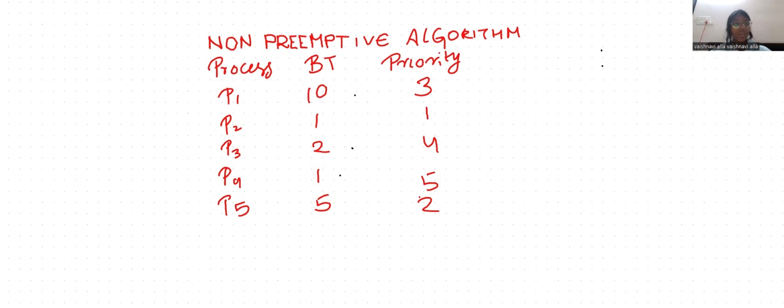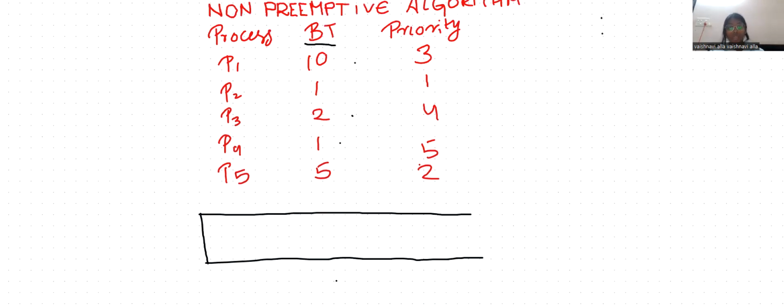Now, let us do a problem to understand how non-preemptive algorithm works. Over here, we have the processes P1, P2, P3, P4, and P5, and BT stands for burst time. The burst time is 10, 1, 2, 1, and 5, and the priority is 3, 1, 4, 5, and 2. Let us draw a Gantt chart to understand how non-preemptive algorithm works. We are going to start with the one which has the highest priority. The smaller the number, the higher the priority.